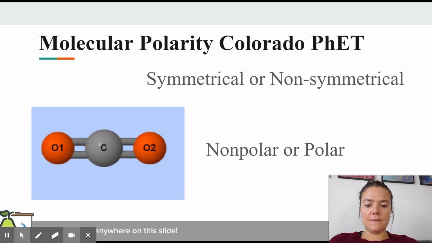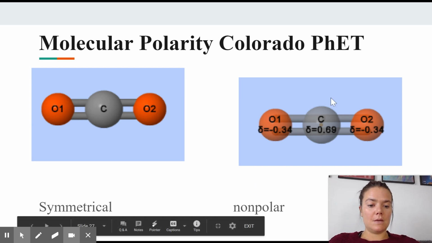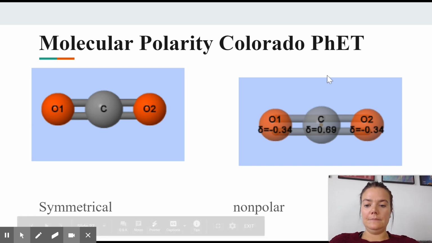What about this one? So this is CO2. It is symmetrical. I can cut it this way, this way, this way, this way. It is the same each time; the symmetries are there. So that means this is also a nonpolar molecule.